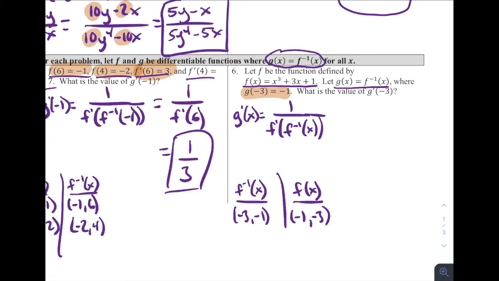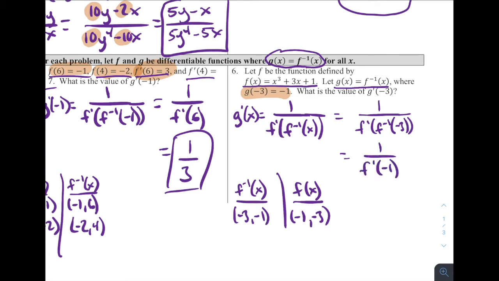That's interesting. But given that, let's plug in the values that they're asking us for. They wanted 1 over f prime of f inverse of -3, and we know that f inverse of -3 is going to be -1, so this is equal to 1 over f prime of -1.